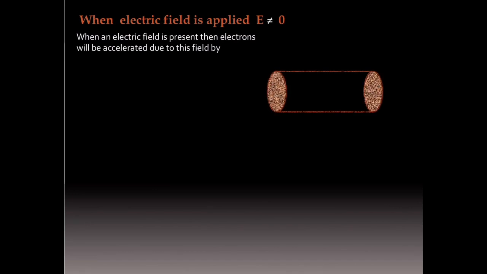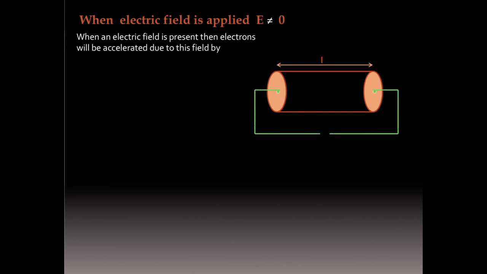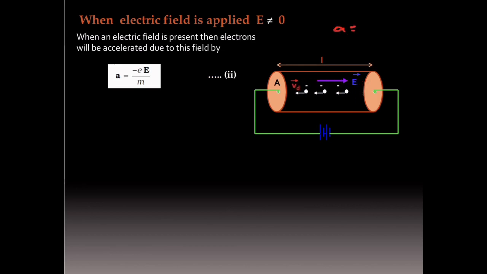Now see what happens when we apply an electric field. When the electric field is not equal to 0, the electrons will start accelerating towards the positive side of the conductor with some acceleration, and that acceleration is a. The acceleration formula is a equal to F by m.